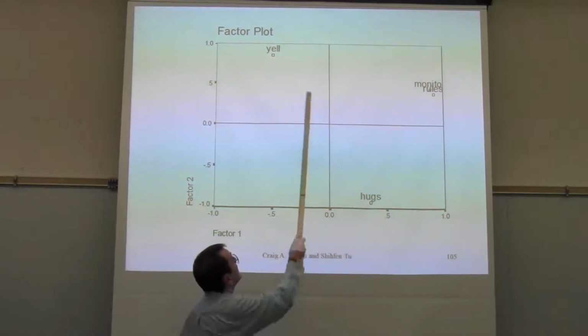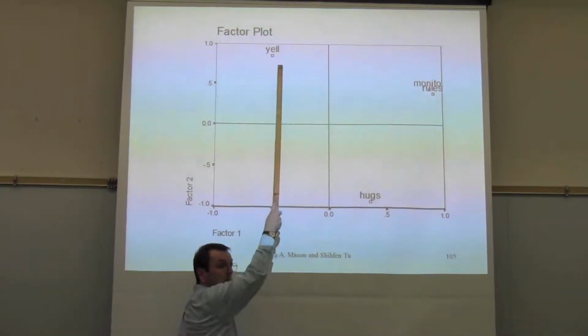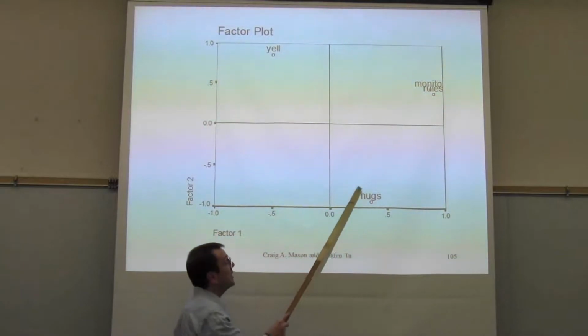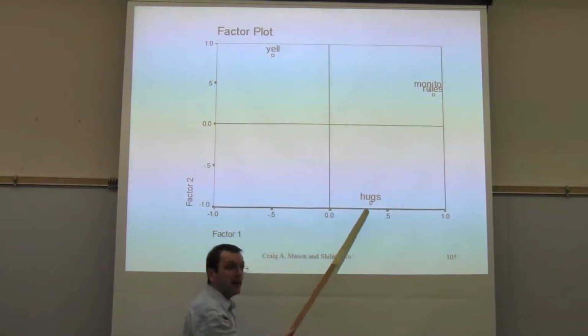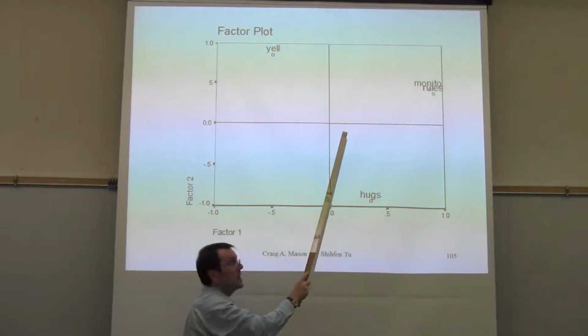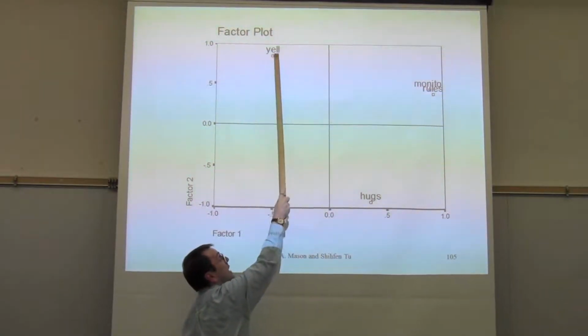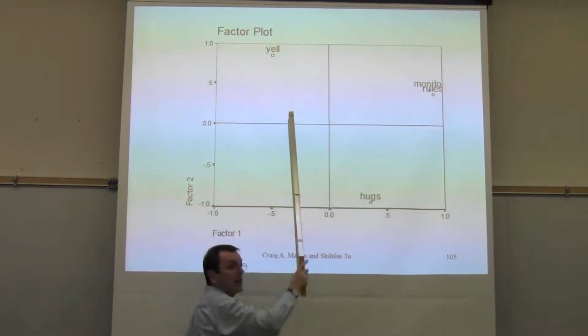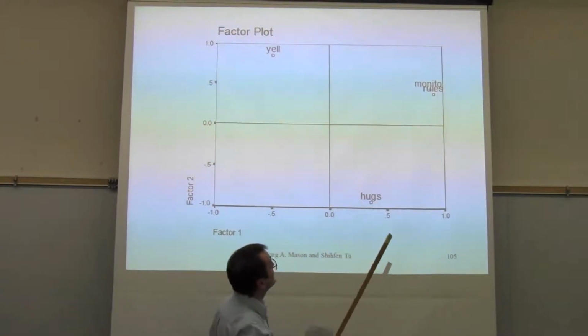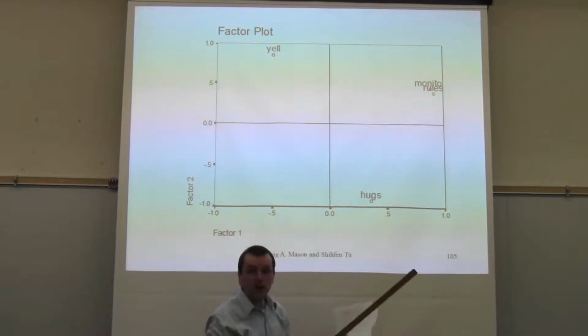And then hugging and yelling, we know are highly negatively correlated. So if you're high on yelling, you're low on hugging; they're going in opposite directions. If you're high up here, you do a lot of yelling but no hugging. And if you're down here, you're doing a lot of hugging and no yelling. But it's kind of like we saw with Miami. They're not really lined up.